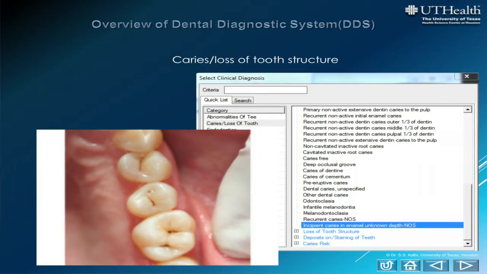Caries and tooth structure consist of several subcategories such as caries, loss of tooth structure, and caries risk. This 32 year old Hispanic female patient presented with the chief complaint of "I have sensitivity on some of my teeth while I chew sweet foods." Both radiographic and clinical examination revealed no definitive signs of caries to dentin. Therefore, a diagnosis of incipient caries in enamel, unknown depth, was selected.